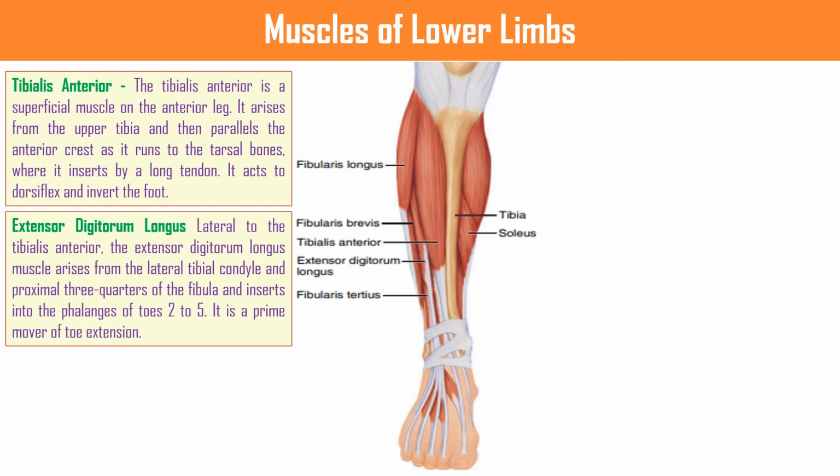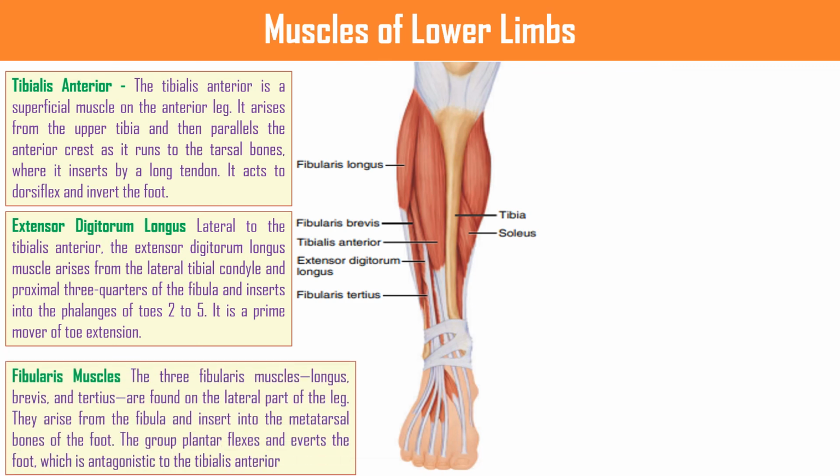Next is extensor digitorum longus. Lateral to the tibialis anterior, the extensor digitorum longus muscle arises from the lateral tibial condyle and the proximal three quarters of the fibula and inserts into the phalanges of toes 2 to 5. It is a prime mover of toe extension.